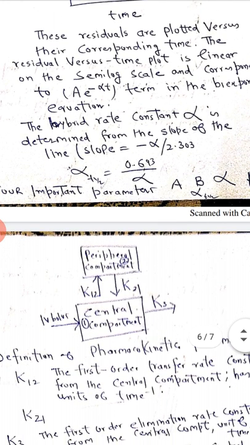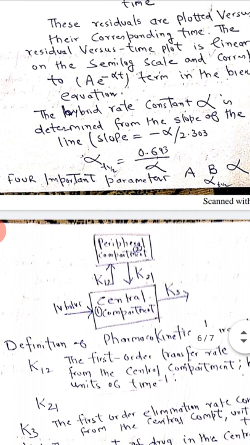Now we are going to find the distribution half-life, that is alpha t half. So what is mathematically the distribution t half? That is 0.693 divided by alpha. So this is the method known as the method of residuals, with the help of which we can calculate the value of alpha.